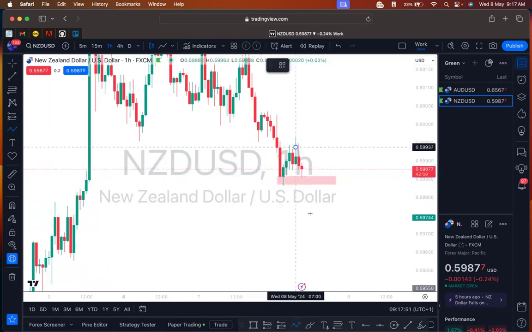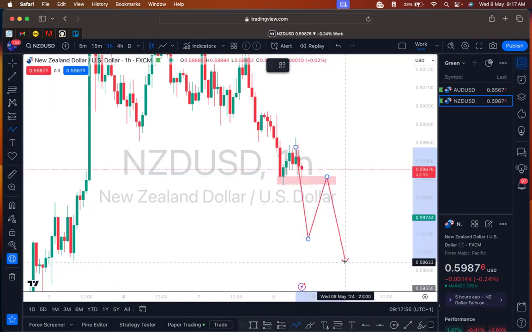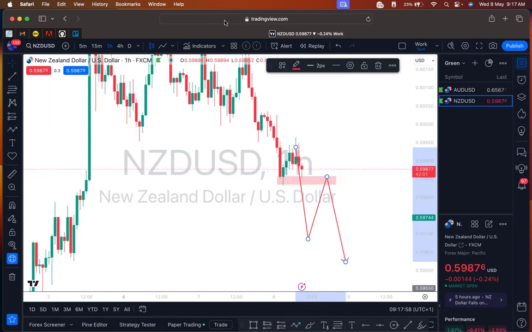Once price breaks this low to the downside, we're looking at price coming back to test this level for a sell to the downside. So that's what I'm going to be looking out for on NZD-USD. NZD-USD is bearish, so I'm going to be looking out for a sell. Do you understand? But before I take that sell, price has to break this low to the downside.